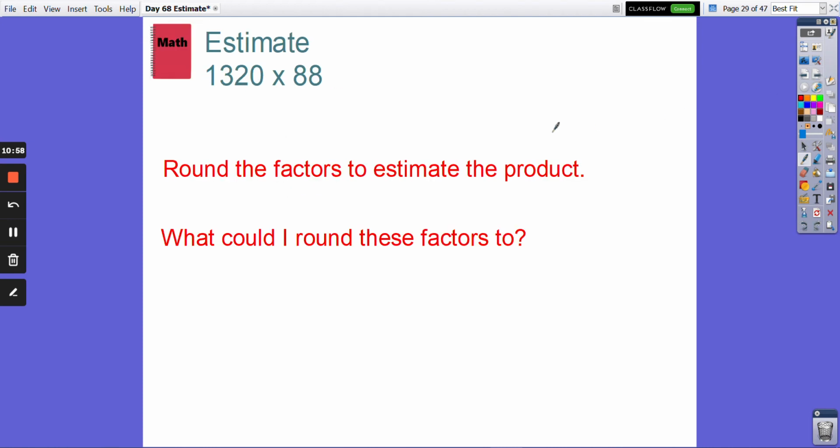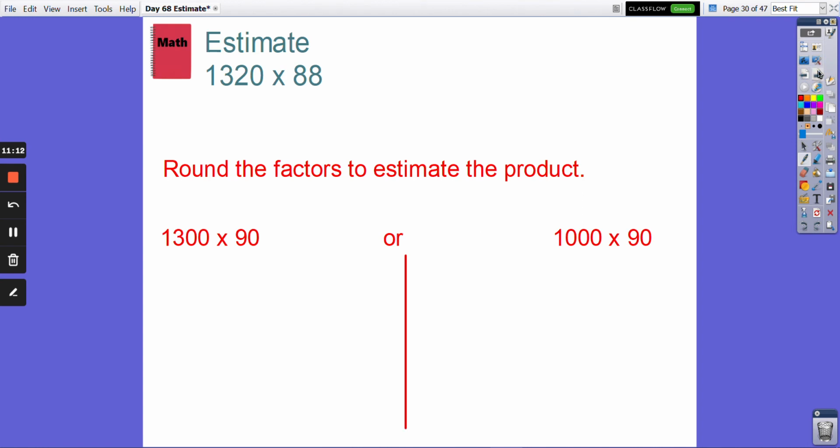Okay. Let's estimate 1,320 times 88. We're going to round these factors so that we can estimate the product. What could I round these factors to be? What would you like to round 88 to be? Well, I could round 88 to be 90, so that's what I chose to do. 1,320, I could round it to be 1,300, or I could even round it all the way to the thousands place and round it to 1,000. Either way, up to you.